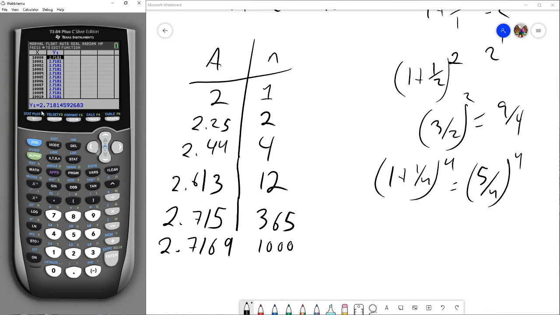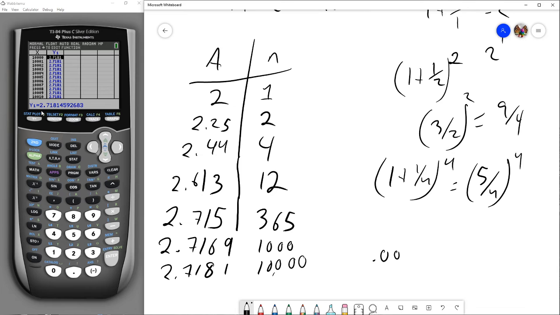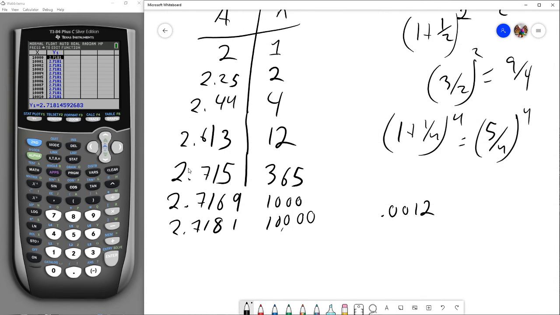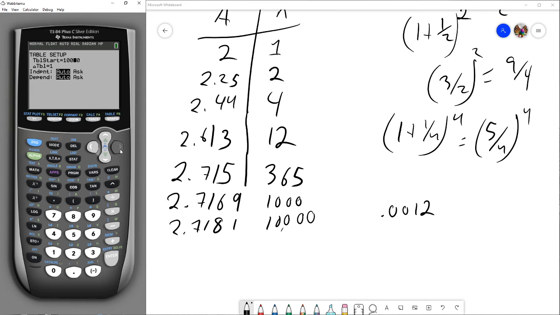Okay, so 10,000. An increase of 9,000 in n gave us 2.718. So we made just about 0.0012 more by compounding it 10,000 times. Okay, that's not very much at all. So it does definitely seem like the increase is not that much as you increase n. Let's go super crazy, see what a million does.